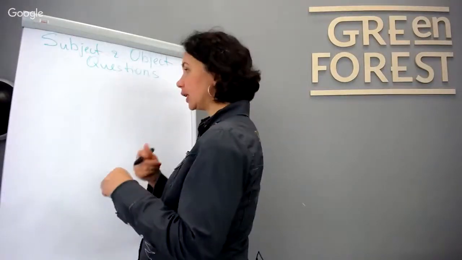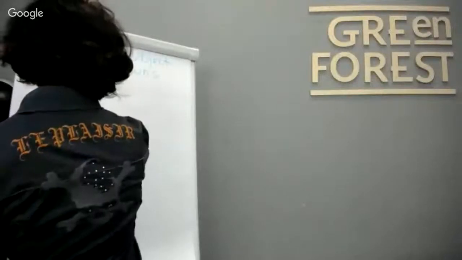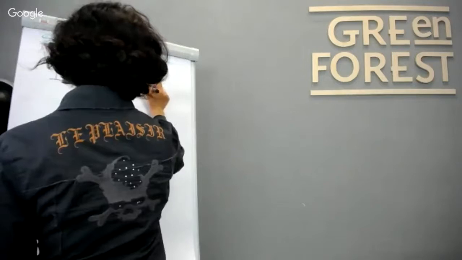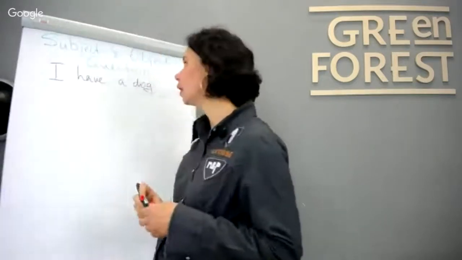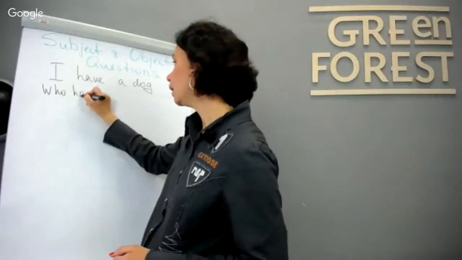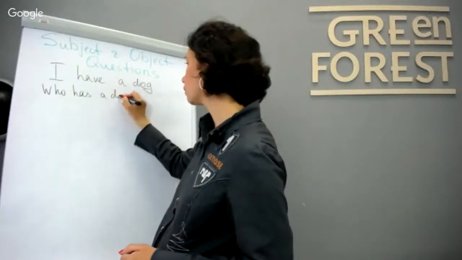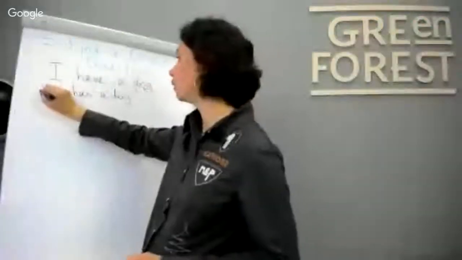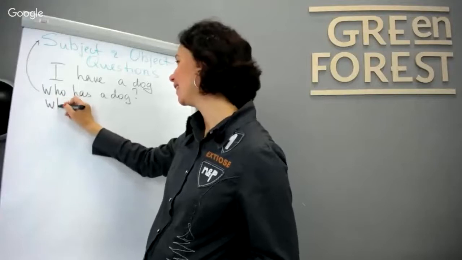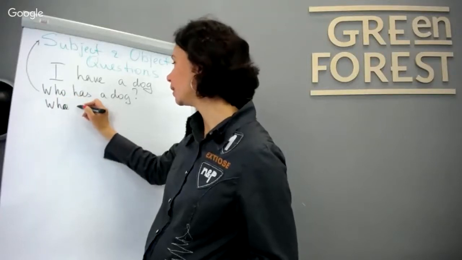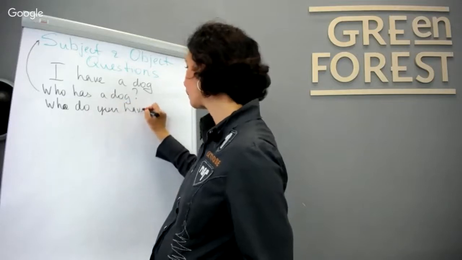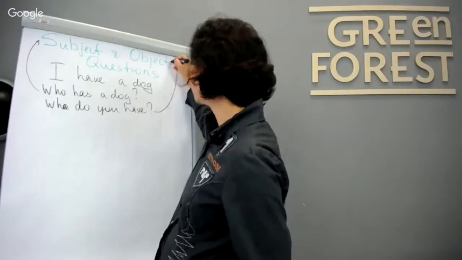I will write you here a sentence, a simple one. I have a dog. Subject question is, who has a dog? This is a subject question. The next one, who do you have? It's an object question.